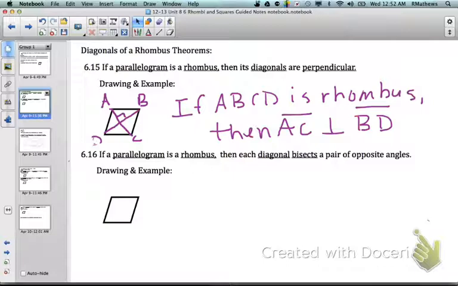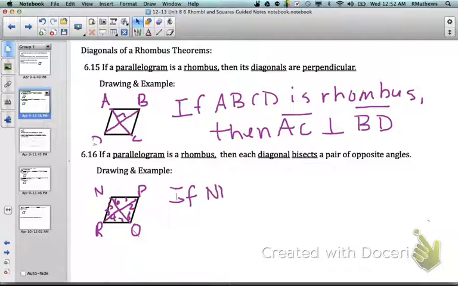Second, theorem 6.16, if a parallelogram is a rhombus, then each diagonal bisects a pair of opposite angles. So if we have this rhombus down here, NPQR, and it has diagonals. And if we were to start numbering these, like that's 1, 2, 3, 4, 5, 6, 7, 8.